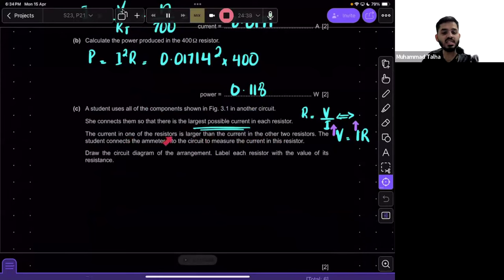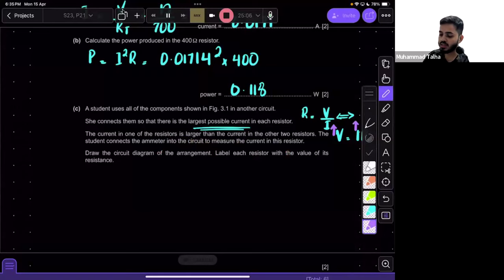Because what is resistance really? It's the obstruction to the flow of current. It's the hindrance, it's the stoppage. For the current to be largest, this means that we are going to put the ammeter with the resistor which has the smallest resistance. That's going to give us the largest current, right?